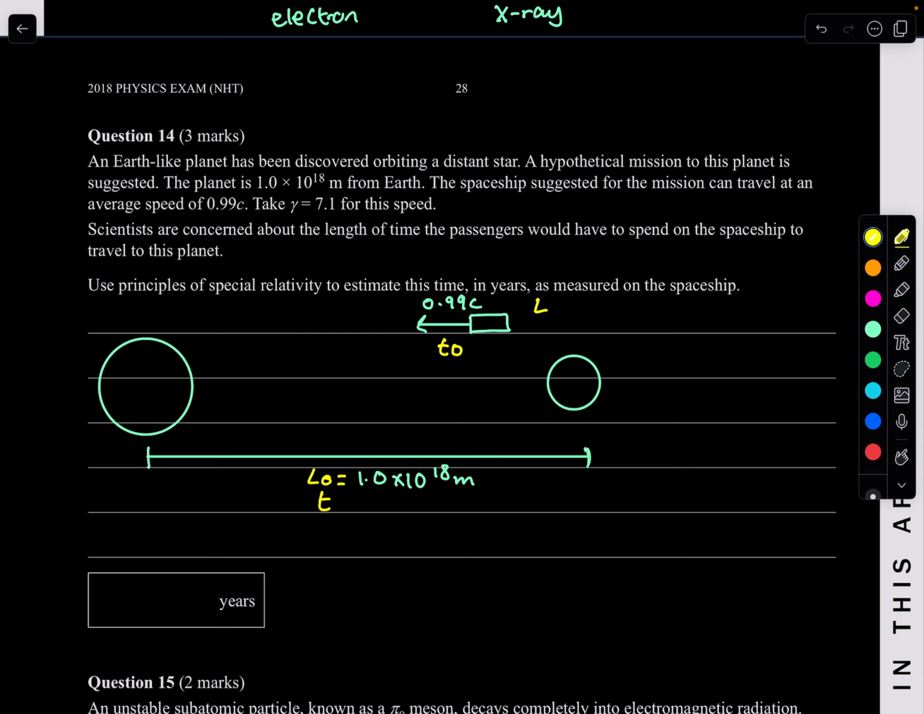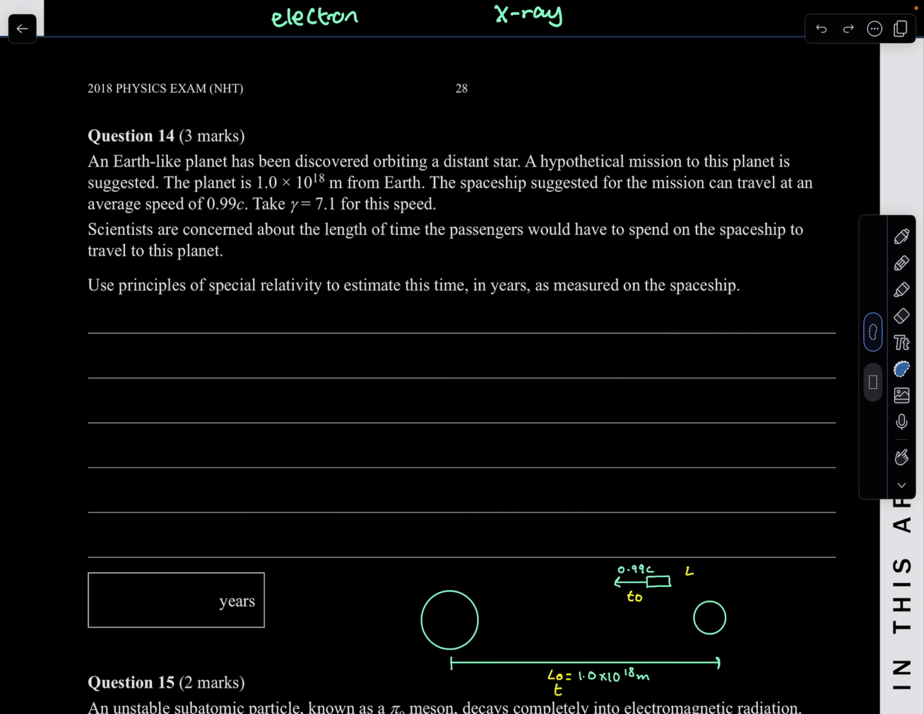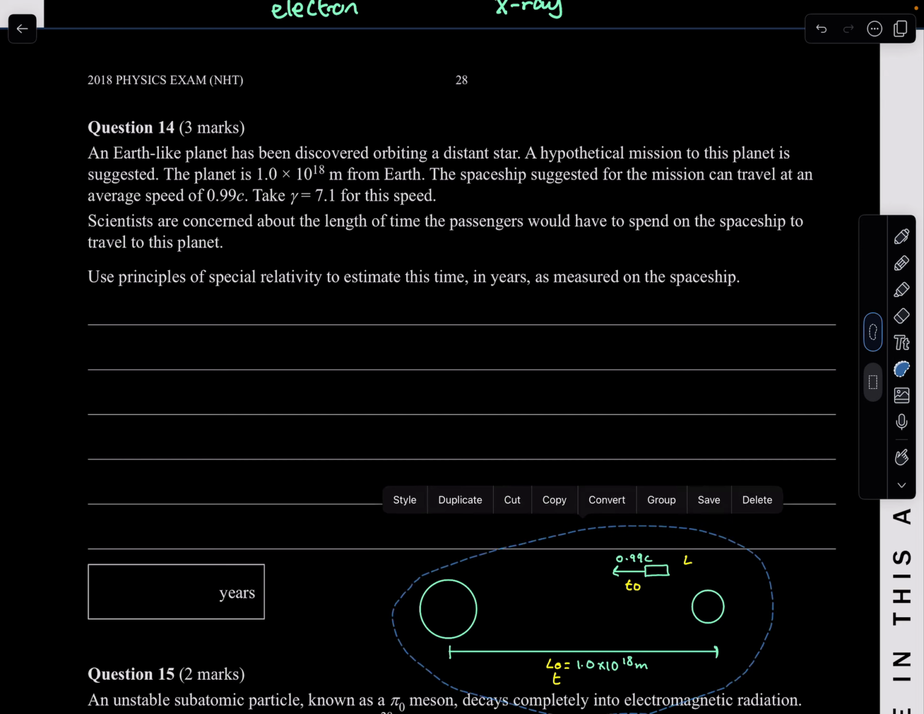That's all I need. So I've kind of broken it down. So now what I'm going to do is measure the time measured on the spaceship. These people on the spaceship are going to be measuring the proper time. So what we want to do is calculate the proper time. So put this down here. All right. So right there. That's going to help us.